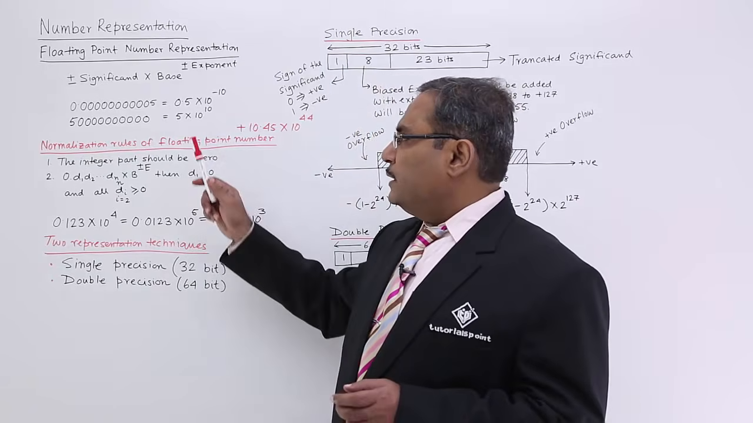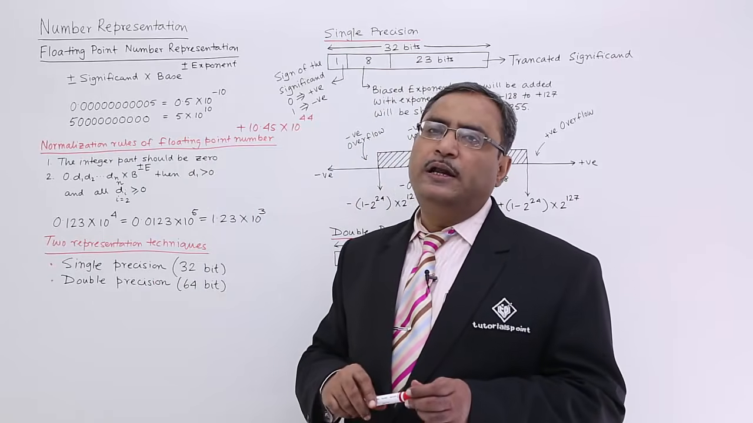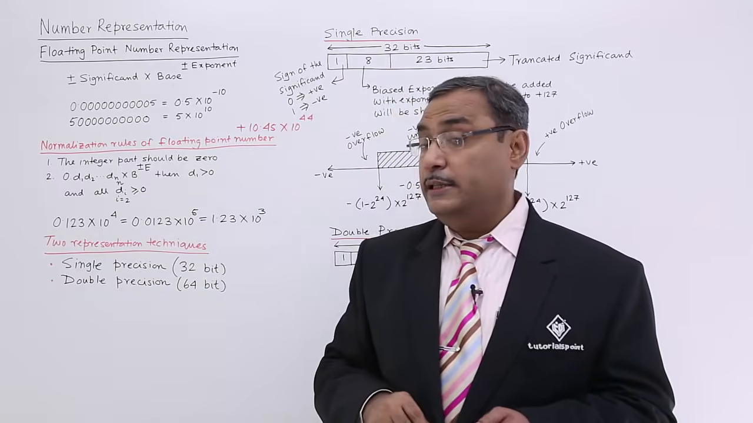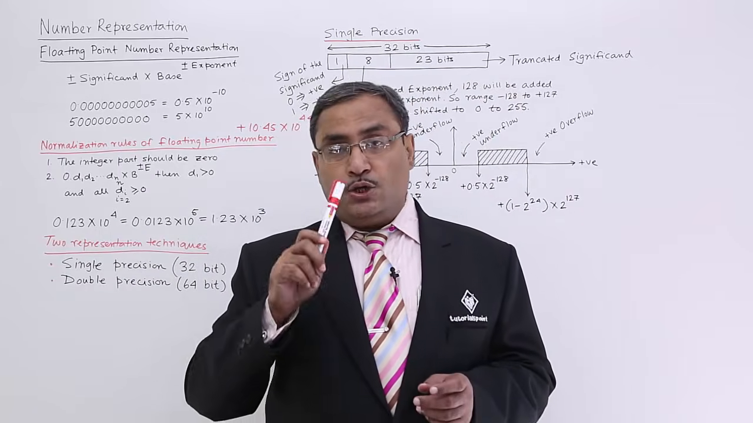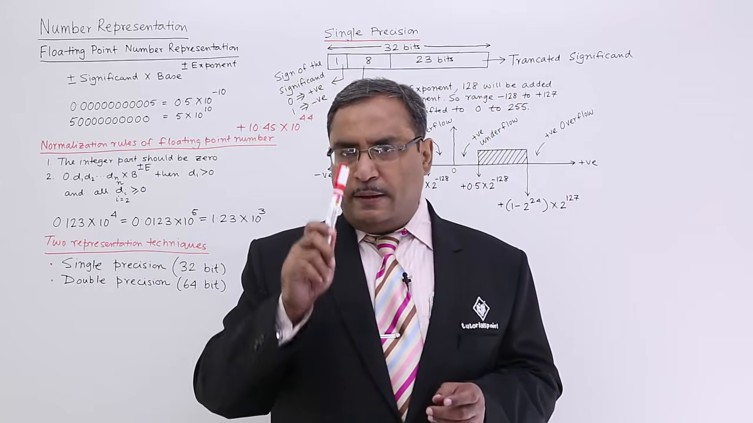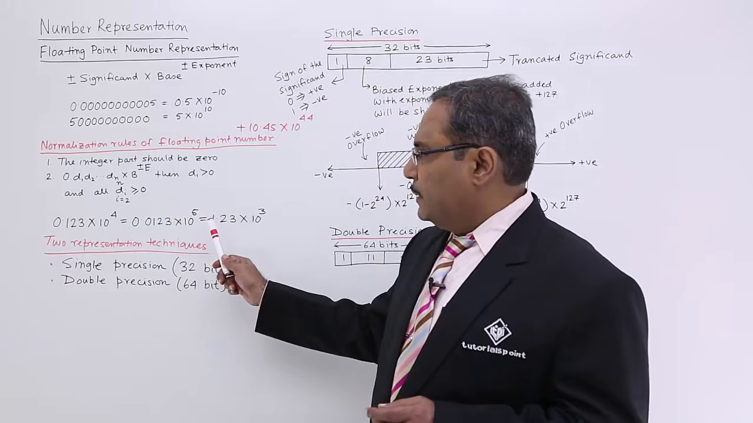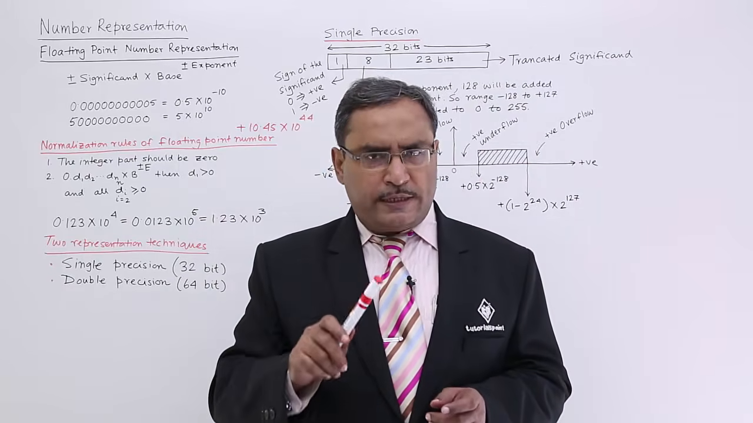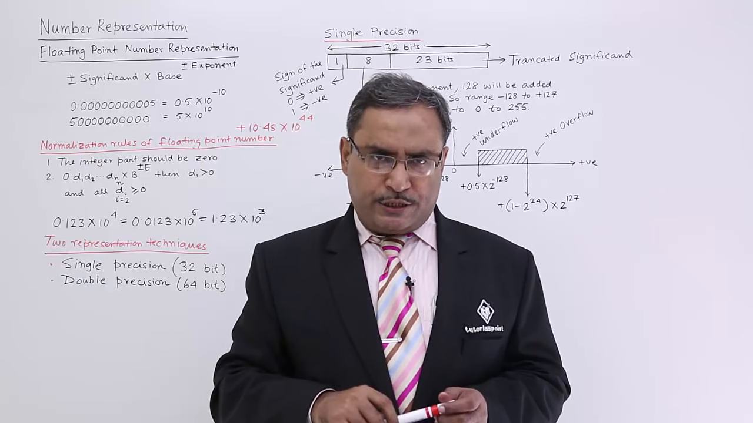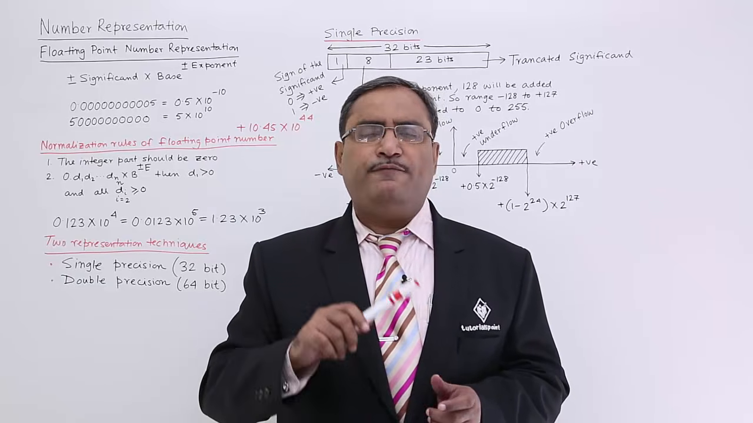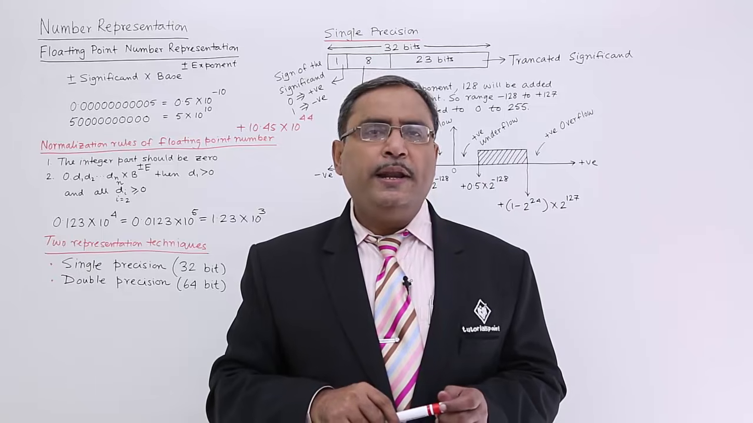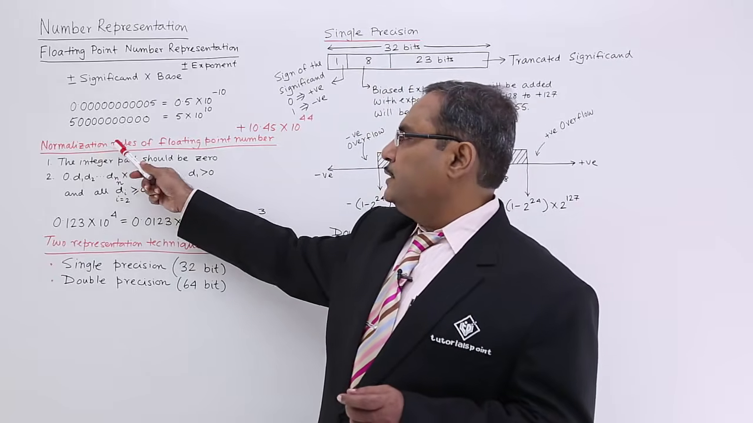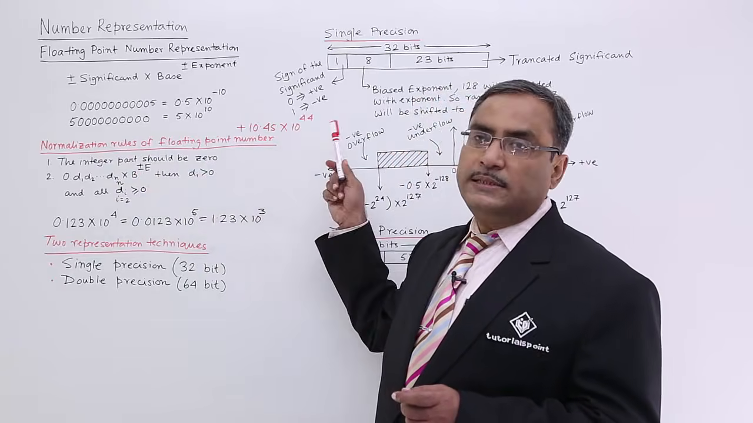A floating point number can be expressed in multiple different ways. You see, the same number I have expressed in 3 different ways, but that should not be allowed. I should have a fixed and single representation of a number in floating point form. So to have a fixed and single representation of a number in floating point representation, we bring in some norms known as normalization. Normalization rules of floating point number representation.